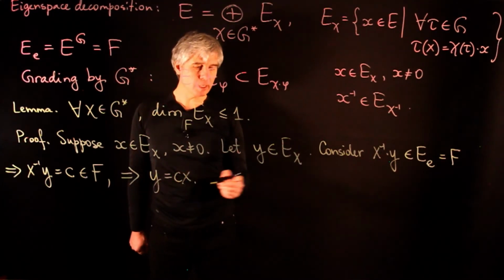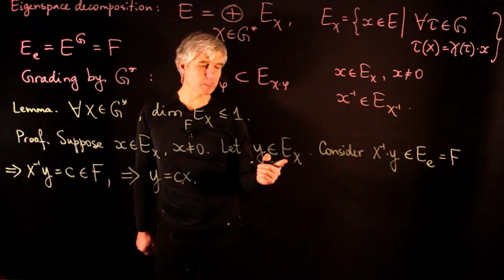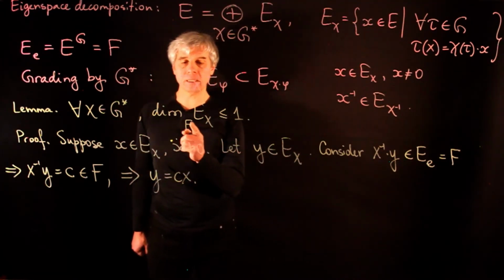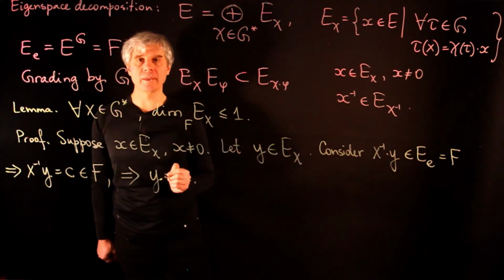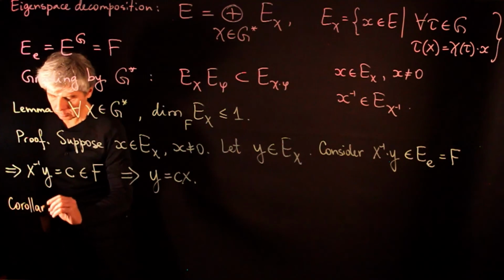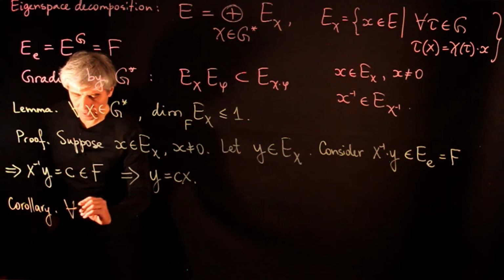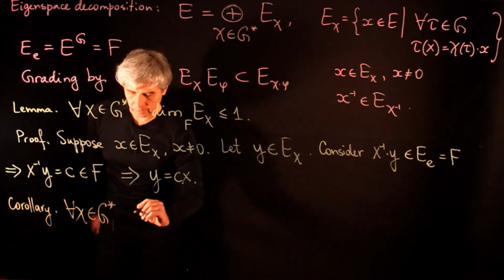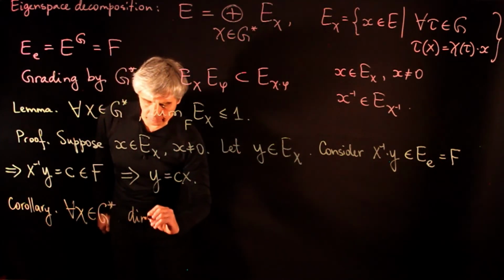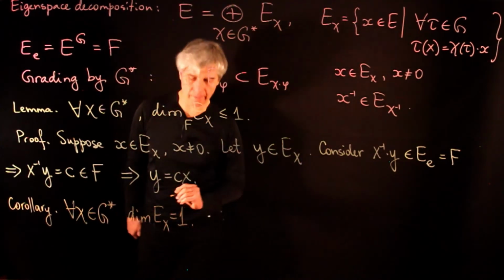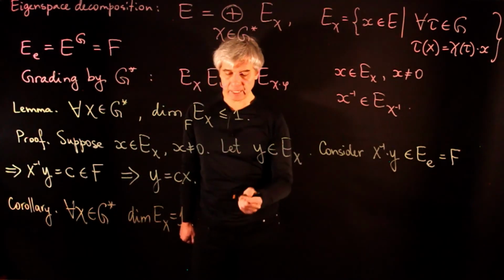So what we proved is that any other element in E chi is a scalar multiple of x. So this means that E chi has dimension at most 1. As a corollary, we get that for every chi, the character in the dual group, the dimension of the component E chi is precisely equal to 1. We get this by simple counting.